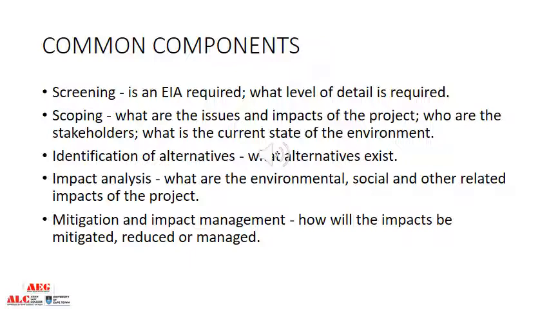It tells us at what level of detail assessment is required. Scoping tells us about the issues and impacts of the project, who the stakeholders are, and what the current state of the environment is. Identification of alternatives tells us what alternatives exist when it comes to environmental projects.